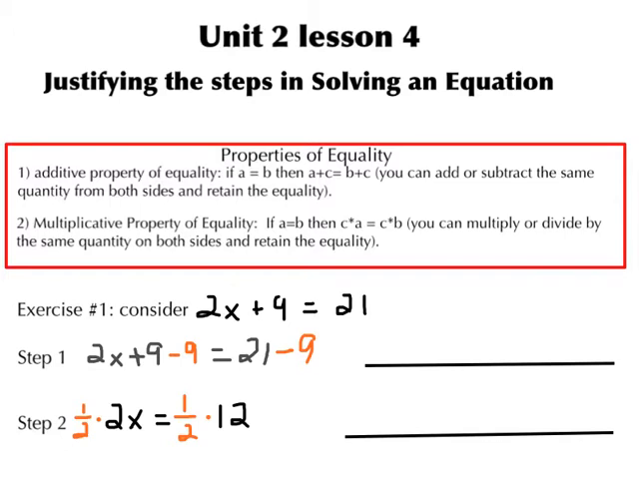So let's look at exercise number 1. Consider 2x plus 9 equals 21. Step 1 wants to know what property is happening. I highlighted the property in orange, the changes that were happening. So I subtracted 9 on both sides. Notice I did it in orange. Which property is step 1? Hopefully you said that it was the additive property of equality. So let's write in additive.